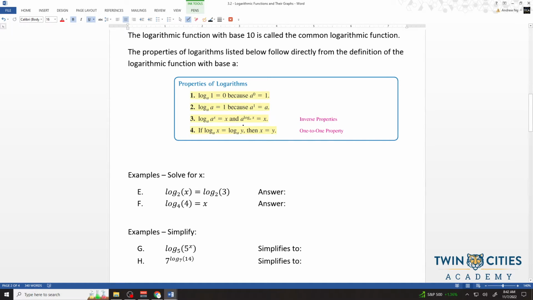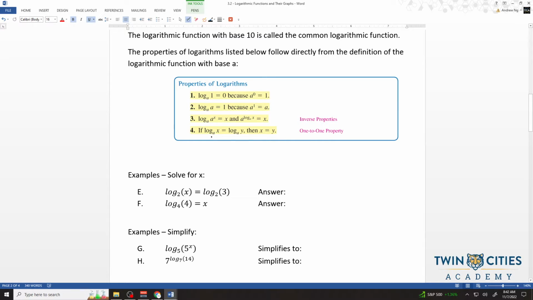And that's because a to the log base a of x is equal to x. So essentially, this log base a and this base of this exponent a, these will undo each other. Same with up here, a and then the log base a. These are going to undo each other, leaving just whatever this x is. And then lastly, if log base a of x is equal to log base a of y, then x equals y. Well, that makes sense.